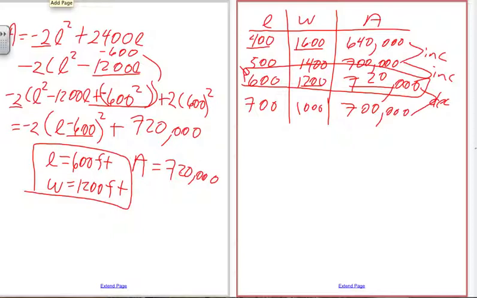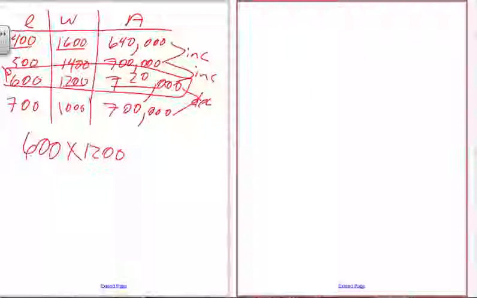Okay, let's take a look at another example here. So basically our dimensions ultimately are going to be 600 by 1,200. You tell him that you build that is the size fence he has, which will give me the maximum area enclosed. Okay, let's take a look at another example.